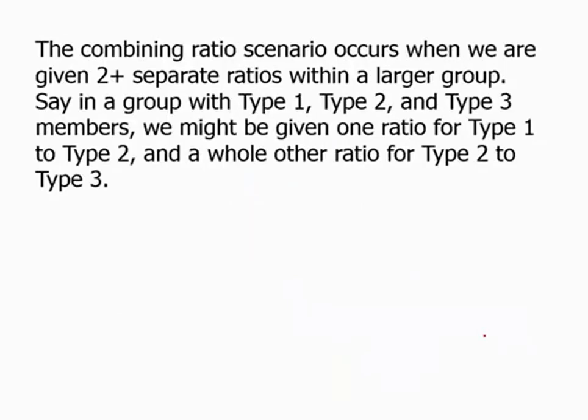So the combining ratio scenario, what we're talking about in this lesson, occurs when we're given two or more separate ratios within a larger group. Say in a group with type 1, type 2, and type 3, we might be given one ratio for type 1 to type 2 and a whole other ratio for type 2 to type 3. So if we want to understand what's going on in the whole group, we'd somehow have to combine those ratios.